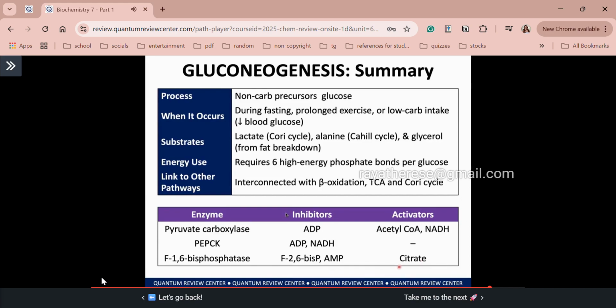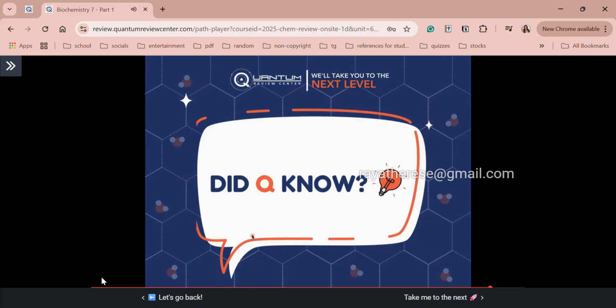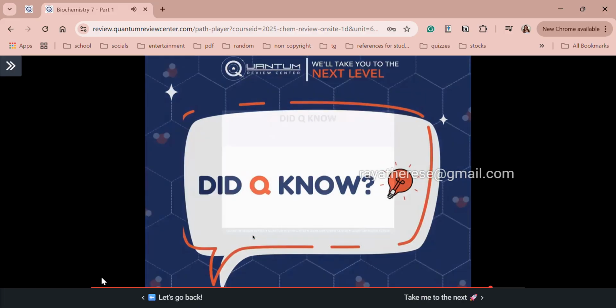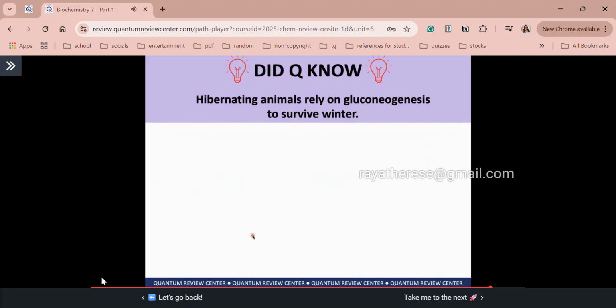So the remaining discussions are supplementary and of course important for you to know. So here is our meron pala tayong did you know segment before we discuss glucagon and insulin. Class, did you know that hibernating animals actually rely on gluconeogenesis to survive winter? So actually, class, if I recall it correctly, we call it slow burn biochem when we are using gluconeogenesis as a means of survival.